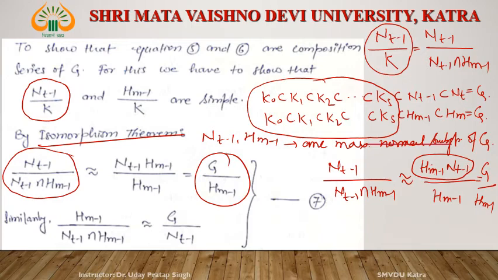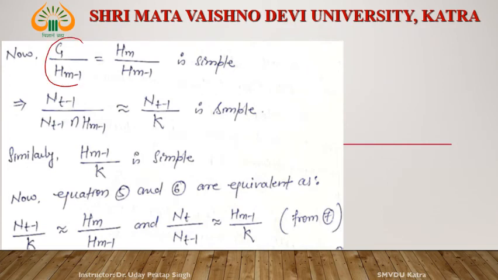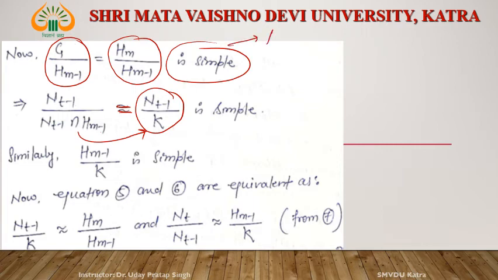Similarly, Hm-1 by Nt-1 intersection Hm-1 is isomorphic to this term, right? Now combine these two. See, G by Hm-1 is Hm by Hm-1, and Nt-1 intersection Hm-1. What is this? This is K. This is nothing but K. Right? So G by Hm-1 is simple. What is this? This is simple.